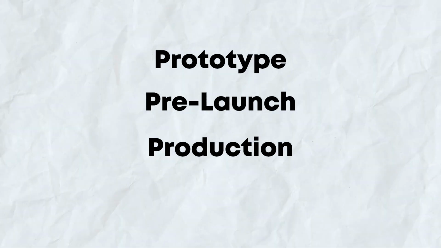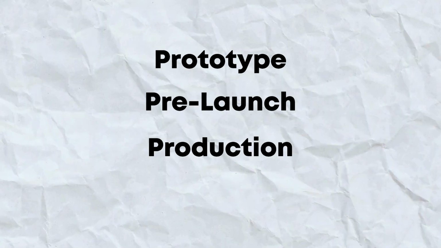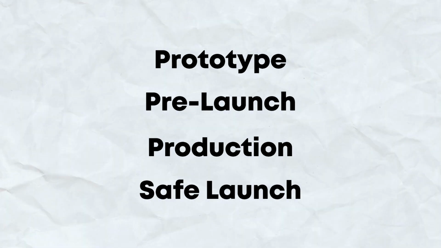So far, you know that there are three key phases with respect to the control plan: prototype, pre-launch, and production control plan. In this new version, they have added one more, called the safe launch control plan. Now, this safe launch control plan comes immediately after the pre-launch control plan.